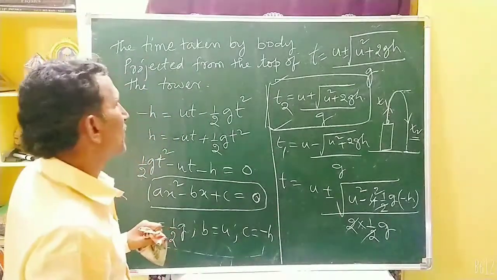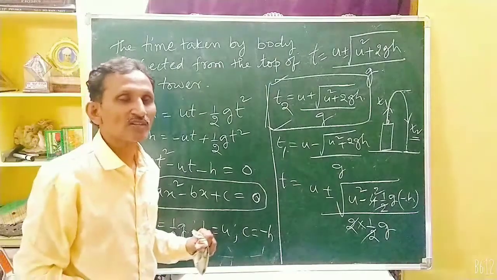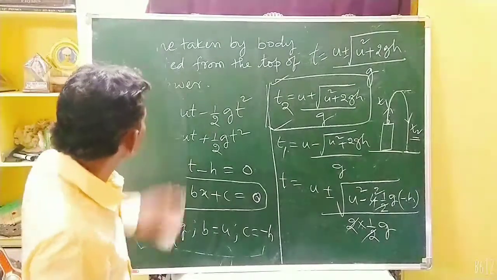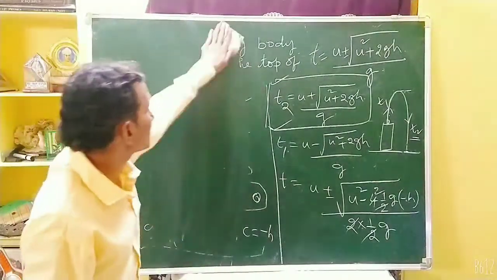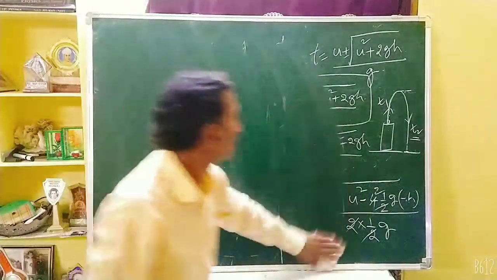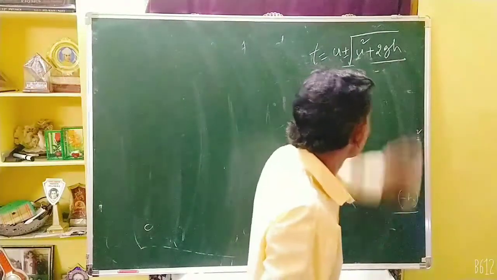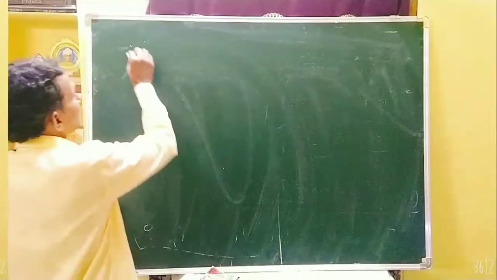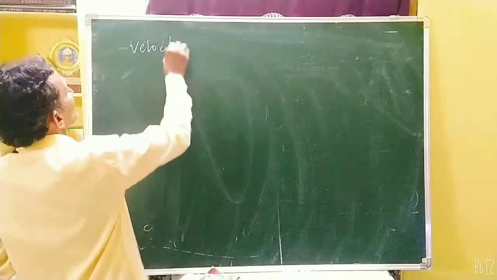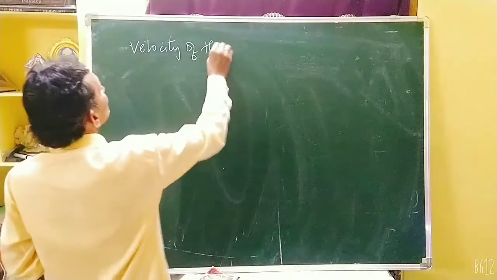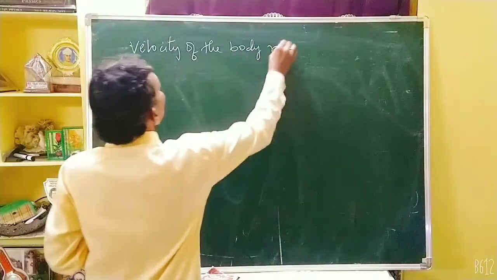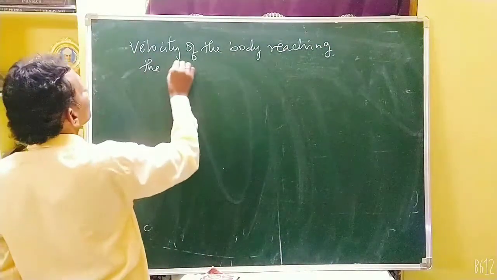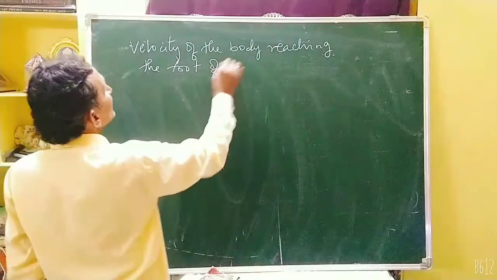the velocity of the body reaching the foot of the tower. What is the velocity of the body reaching the foot of the tower? So the second one is the velocity of the body reaching the foot of the tower.